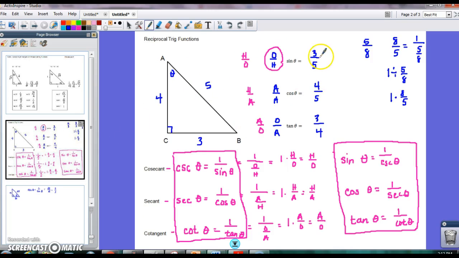Let me go back to this. Notice these ratios here, my sine and my cosine. We talked about this in the last video, that they can never be equal to 1 or greater than 1 because my hypotenuse is always the longest side of my triangle.